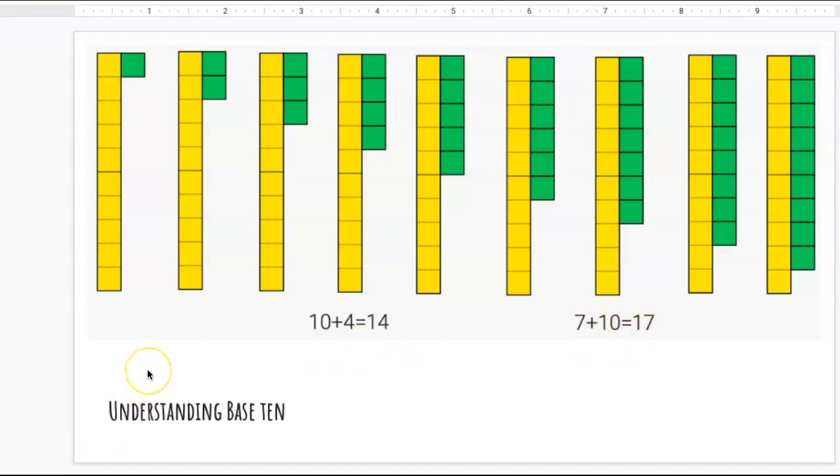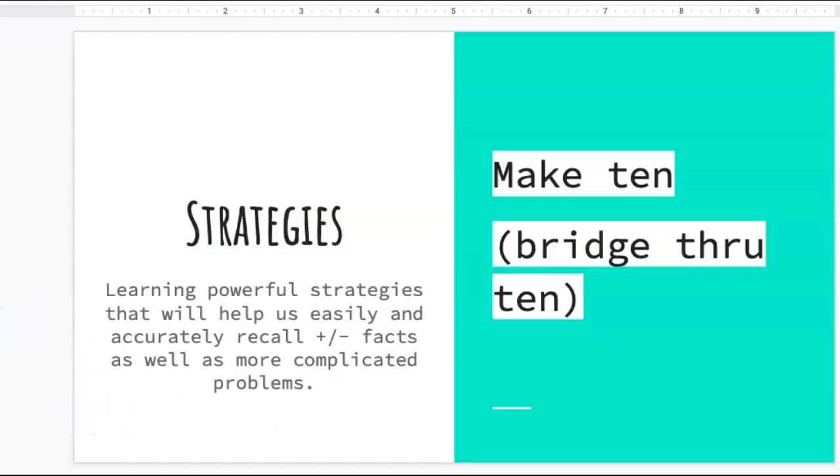Hopefully adding 10 plus a number is just a review for you, but if you need some extra practice, take some time to practice this and make sure you're really comfortable and understand our base 10 number system. Okay, let's move on to our next strategy that will help us easily and accurately solve bigger addition facts by making 10, or solving our problems by making a bridge through 10. And we'll show you what I mean by that.